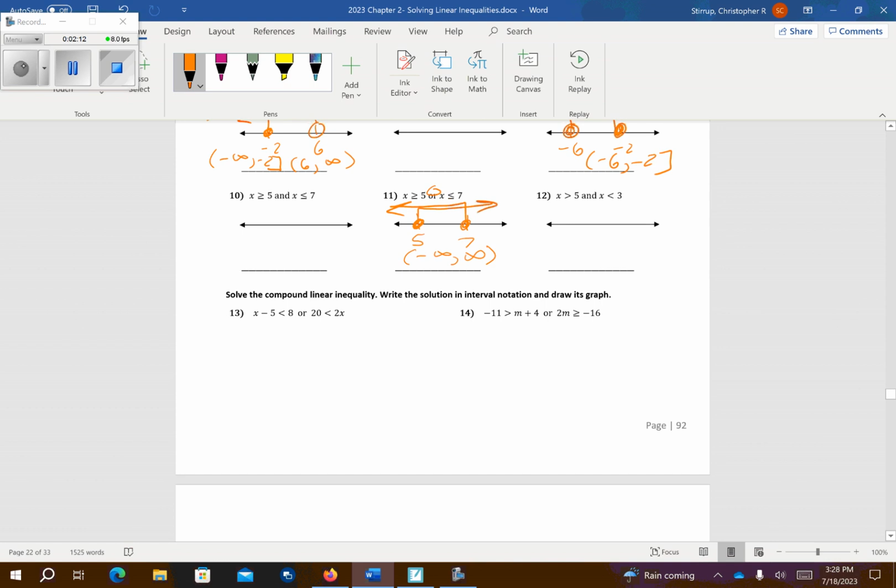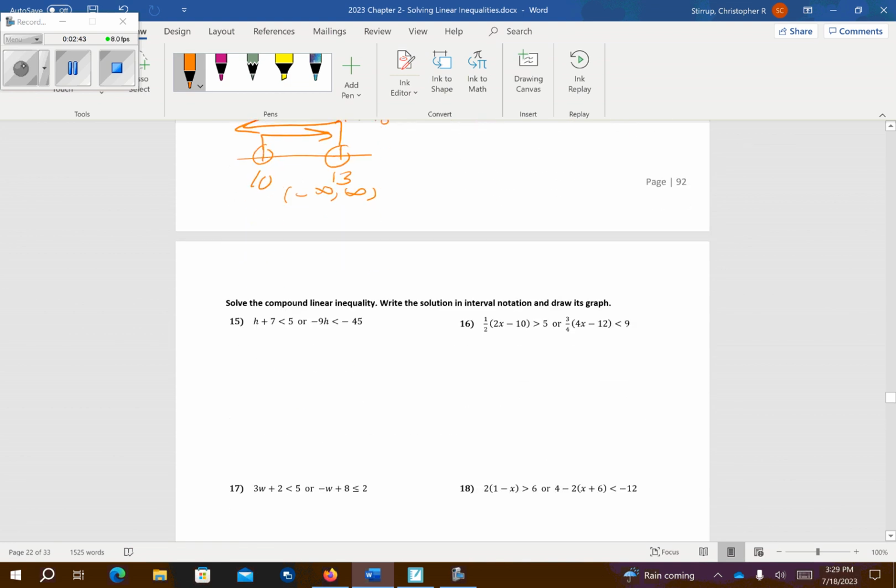Number 13, we want the interval and draw the graph. All right, so we have two different things. So I'm going to add 5 to both sides on this one. So I get x is less than 13. I'm going to flip this one over. Make sure you flip the sign as well. Divided by 2, x is greater than 10. So we have 10 open dot going this way. We have 13 open dot going this way. It's an or, but we have total overlap and it going each way. So our interval notation will go negative to positive infinity.